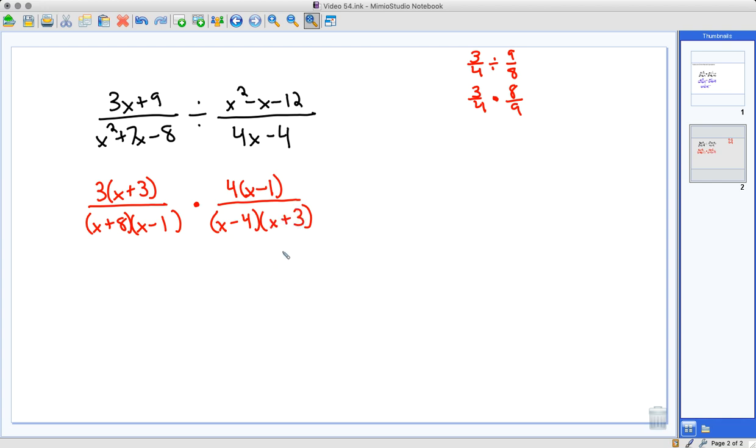And then cross out again. We've got the x minus 4's, the x minus 1's, and the x plus 3's. This time on the top, I have 3 times 4, so I get 12 over x plus 8 times x minus 4. That is multiplying and dividing rational expressions.